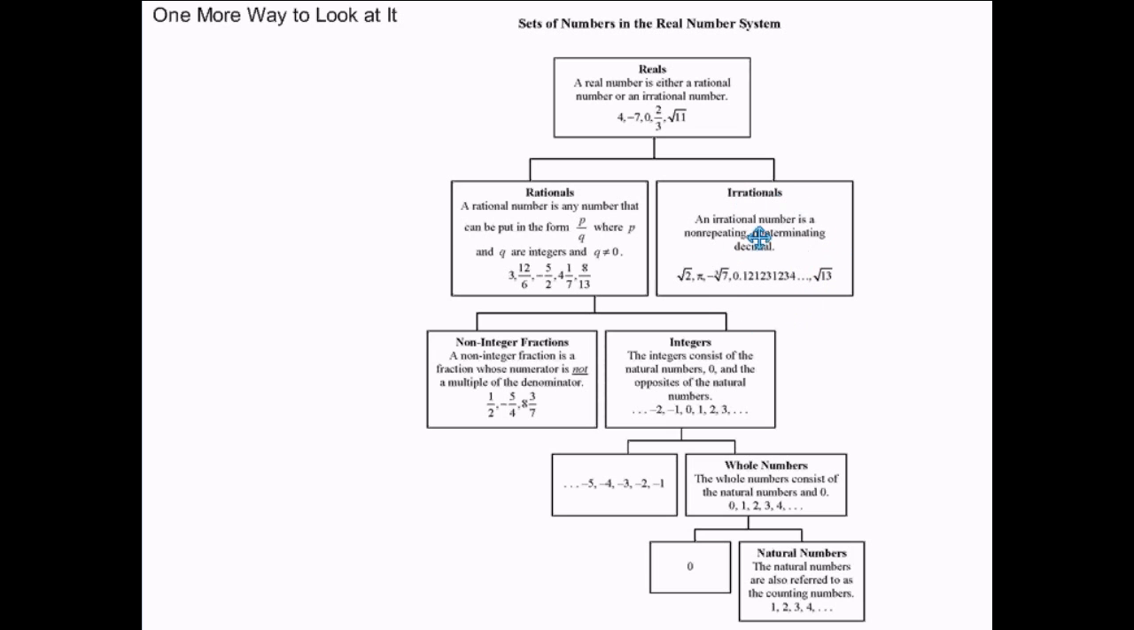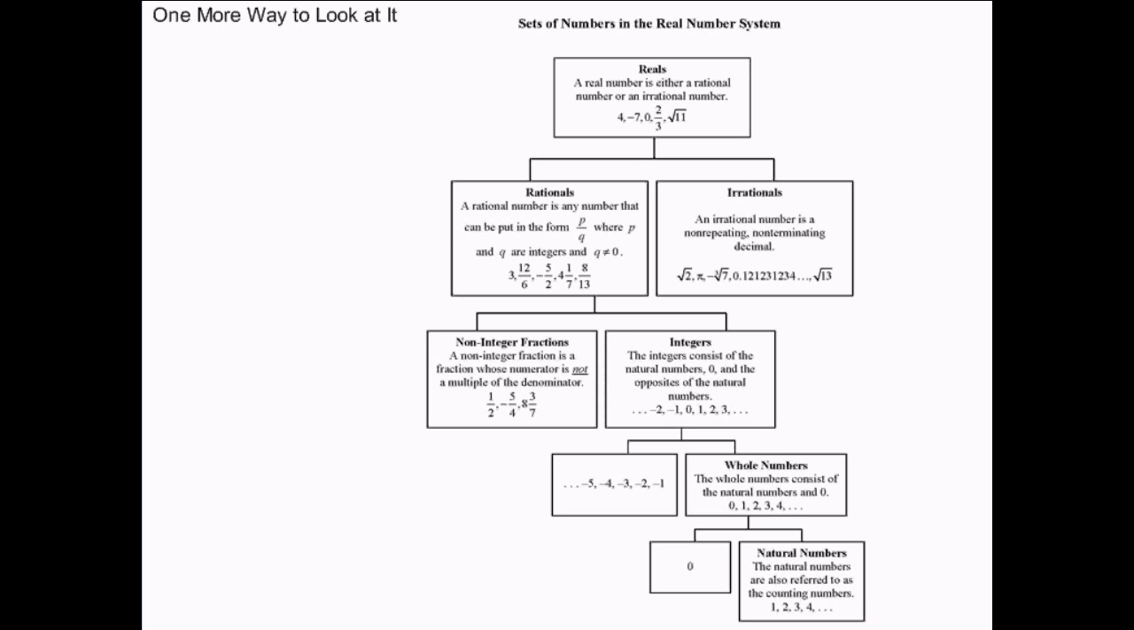If you're irrational, the flowchart stops there. If you're rational, you can be a non-integer fraction. So you're a fraction or a decimal, or you're an integer. If you're a fraction or a decimal, you stop here. If you're an integer, you could be negative, or you could be a whole number. Whole numbers are 0 through infinity. And if you're a whole number, you can be 0, or you can be 1 through infinity. So this is kind of the flowchart way to look at it.